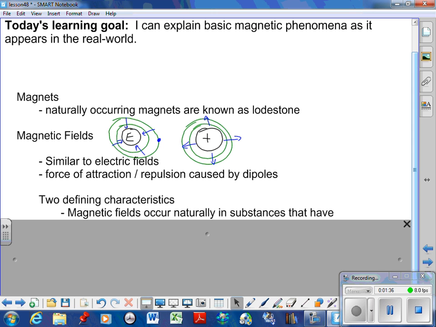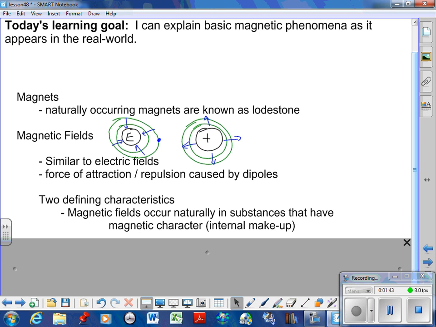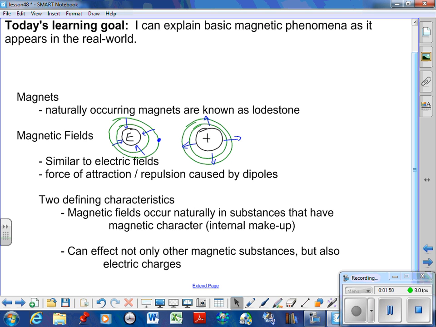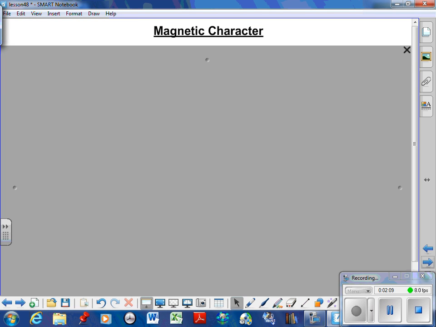There are two defining characteristics. Magnetic fields occur naturally in substances that have magnetic character, which is looking at the internal makeup. And finally, they can affect not only other magnetic substances, but also electric charges, which is kind of interesting. We're going to talk about how magnetic fields and electrical charge interact a little later on, and that's why the unit is combined into those two topics. So let's talk about magnetic character.